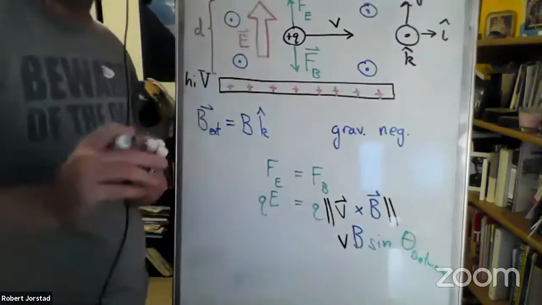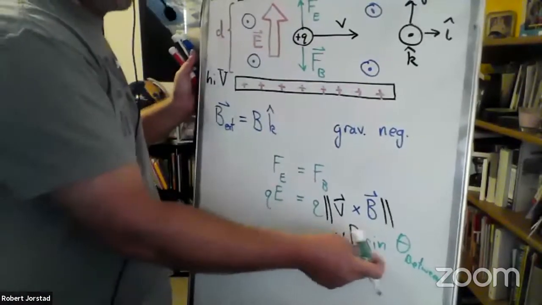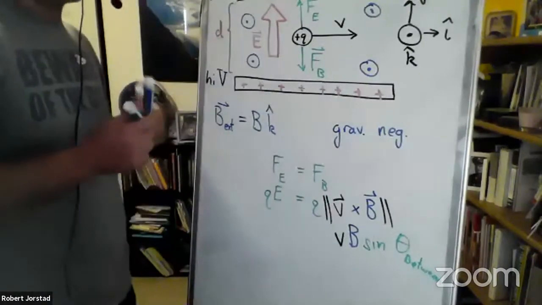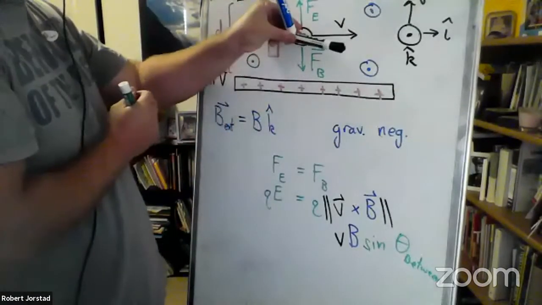I'll get out of the way. So that's supposed to be the angle between. So it's v times B times sine of the angle between them. Well, what's the angle between v and B? 90. 90, right? So again, just showing you, v is this way, B is that way. Clearly that's a right angle, right?